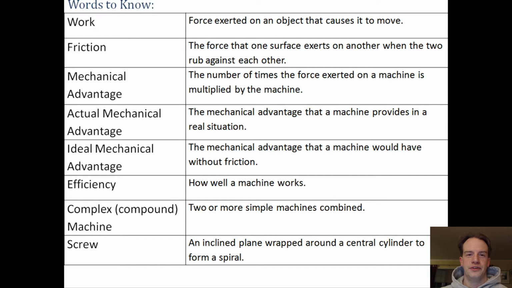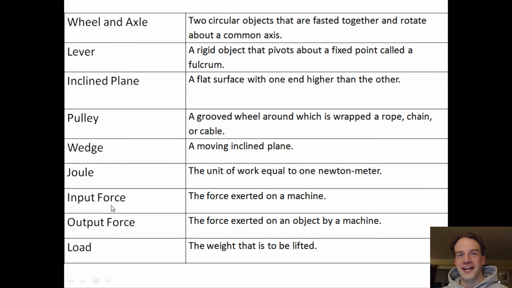Words to know. Work, friction, mechanical advantage, actual mechanical advantage, ideal mechanical advantage, efficiency, complex compound machine, screw, wheel and axle, lever, inclined plane, pulley, wedge, joule, input force, output force, load.